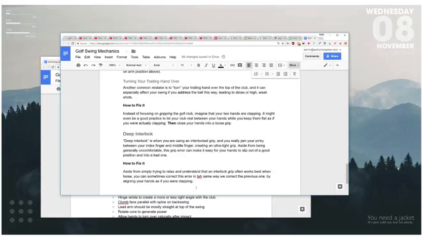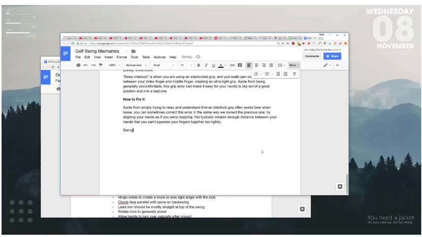Semicolon, because we're joining two highly related independent clauses. This typically creates enough distance between your hands that you can't squeeze your fingers together too tightly. Sure. Fix the spelling errors. And I feel like that's good for the grip section.